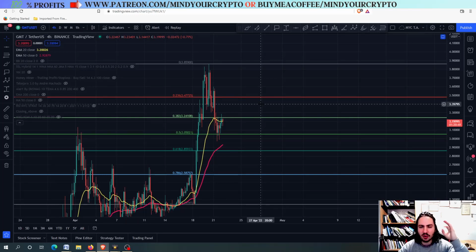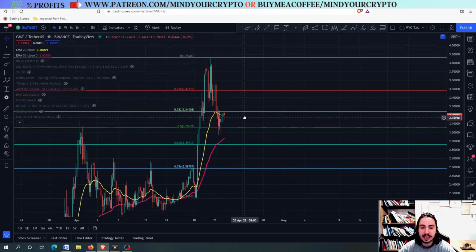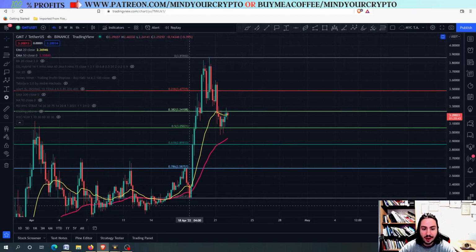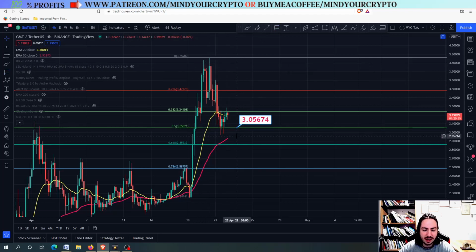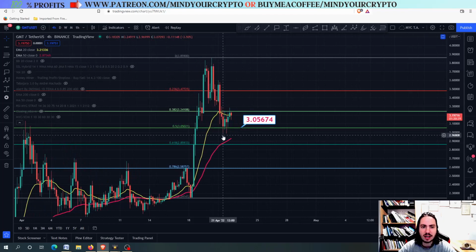Let's go right now and start. So what do we have for GMT against USDT and for GMT against Bitcoin chart? Right now we hold the 0.5. If you remember back then on the update, we talked about that GMT would go probably to these targets right there, 3.05. For now, we haven't lost the 0.5 Fibonacci retracement line. It even went down to 2.96 to 2.95.